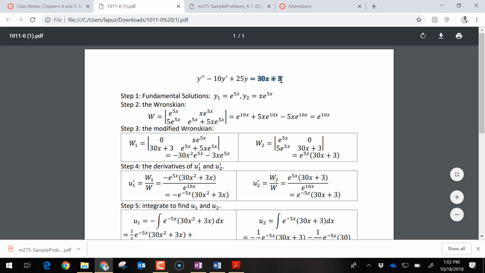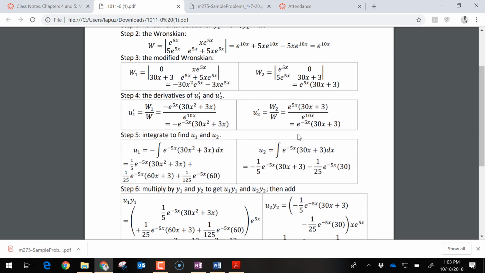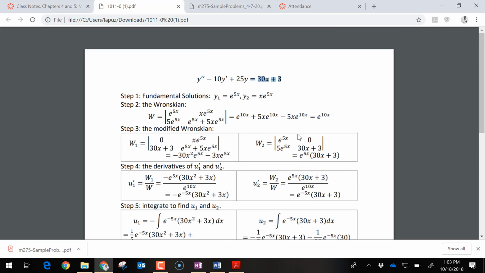Oh, here, we could have used undetermined coefficients for this, which is to say that my solution would look like ax plus b, and then you solve for a and b. That probably would have been a lot easier than doing this business, but we decided to do it this way. Okay. Any other questions?